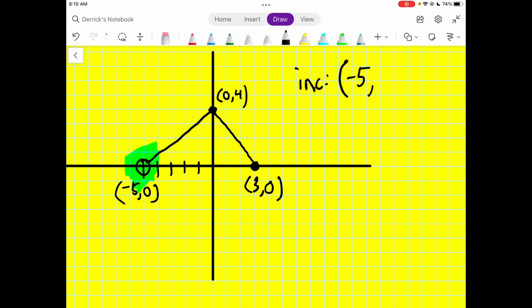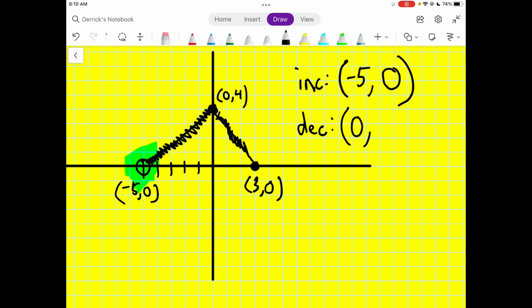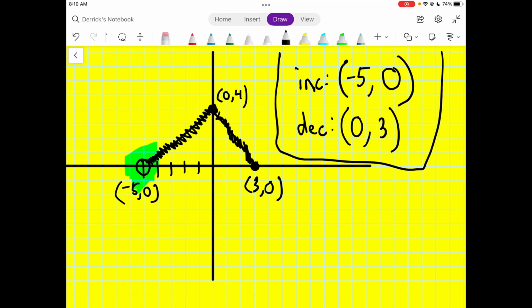Now all I need to do is decide where it stops increasing. Well, it's going up, up, up, up, up, up. Looks like it stops going up right here at (0, 4). With an x coordinate of 0, that means I'd end my interval at 0. After that, it looks like it starts to decrease, starts to head down from 0. So I would have a decreasing interval starting at 0, where I ended the last interval is where I start this one. And it decreases all the way down till the end of the graph, which is at the x-coordinate 3. That's all you'd have to do to write your increasing, decreasing intervals for this graph.